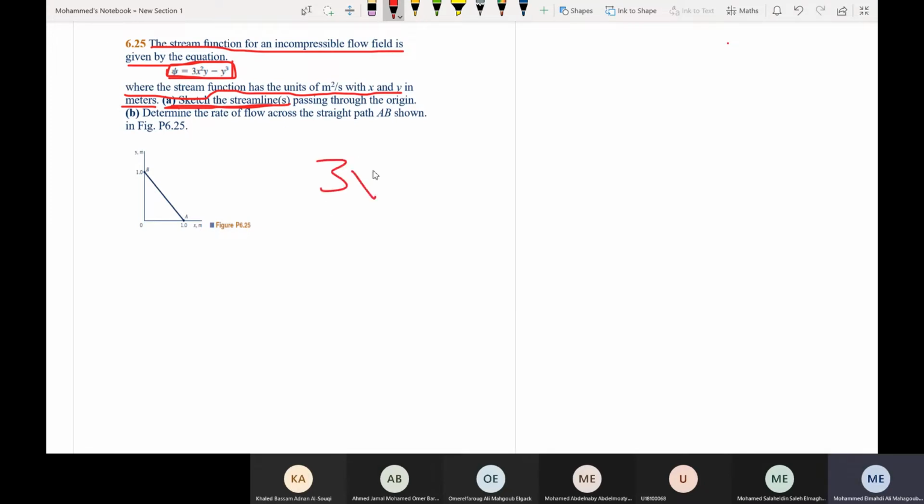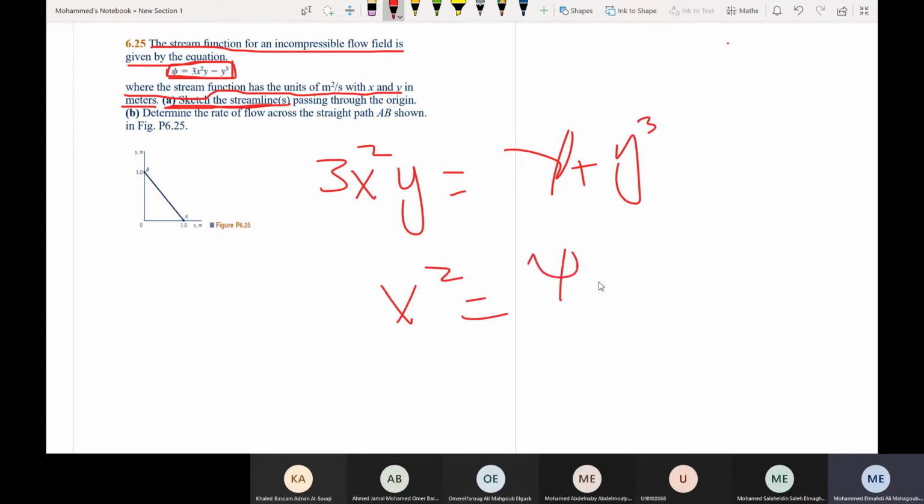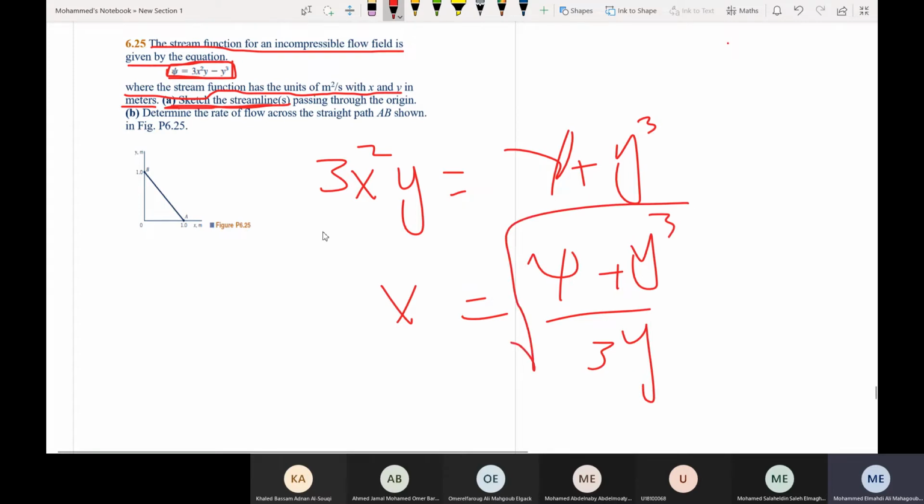So 3x squared y equals psi minus y plus y cubed, and then divided by 3y. So now we have x squared equal to psi plus y cubed over 3y, and then we get rid of the square by taking the square root. So this is the equation of the streamline. He wants me to sketch the streamlines that pass through the origin. What's the origin? The origin is x equal to 0, y equal to 0.